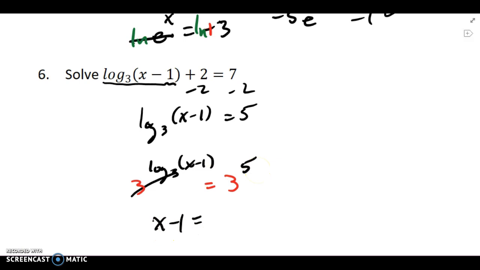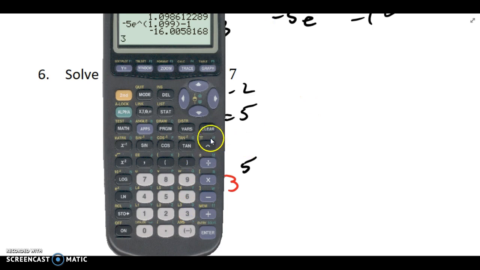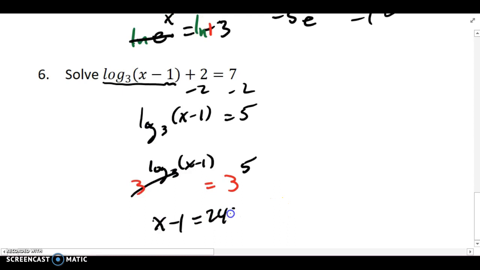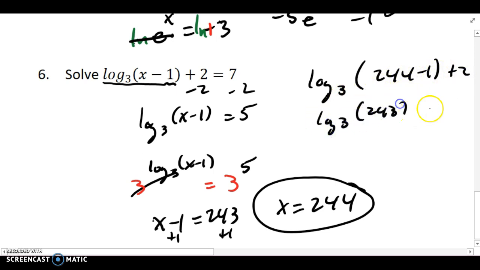I'm going to use my calculator. I believe it's 243. I think it's the one we used in the beginning. So 3 to the 5th power is 243. Then we're going to add 1 to get x equals 244. Then we can go and check the answer here. So 244 minus 1 is 243. Okay, log base 3 of 243 is 5.